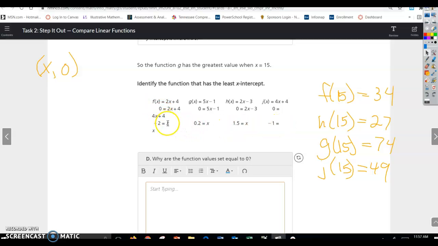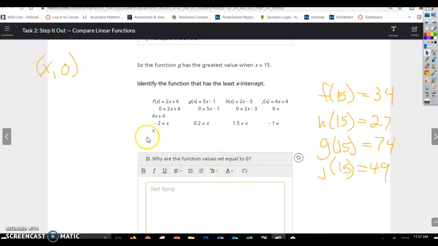So for f of x, our x-intercept is -2. For g of x, our x-intercept is 0.2. For h of x, the x-intercept is 1.5. And j of x is -1. So if you want to find the least, that means the smallest. So the smallest would be -2. And it says, why are the function values set equal to 0?